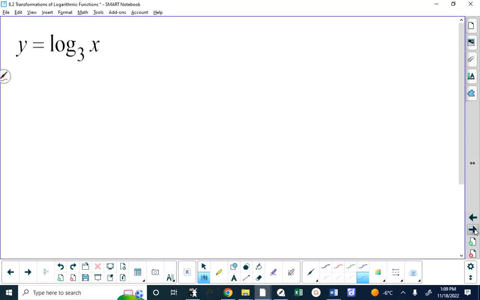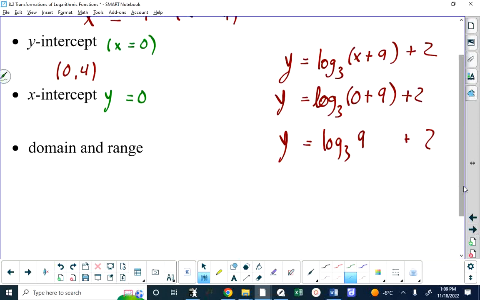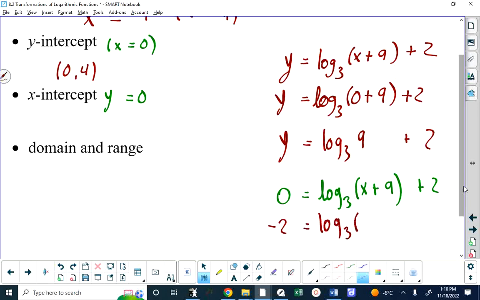To find an x-intercept, y is equal to 0. So we do the same thing, and we get 0 equals log base 3 of x plus 9, plus 2. And don't let this scare you. You're just going to unwrap that. You're going to subtract 2 from both sides and go from there. So if I subtract 2 from both sides, I get -2 equals log base 3 of x plus 9.